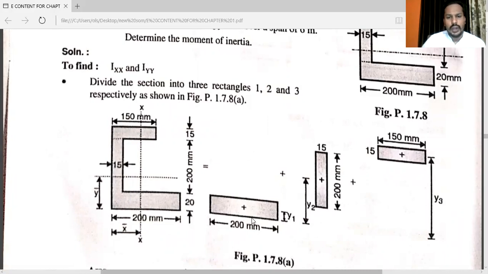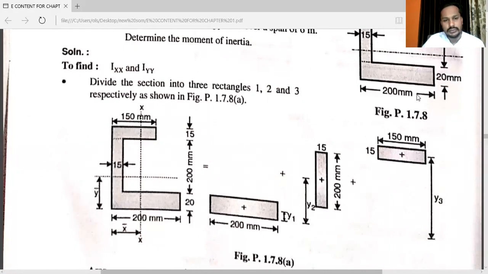Here, you have to calculate y1, y2, and y3 also. You have to consider baseline as x-axis, this line as y-axis. So accordingly, you have to calculate x1, x2, x3, and y1, y2, y3. See, y1, y2, y3 will be distance from baseline, or you can say the distance from x-axis. And x1, x2, x3 will be the distance from vertical axis. This one is the first rectangle, this one is the second rectangle, and this one is the third: bottom flange, web, and top flange.